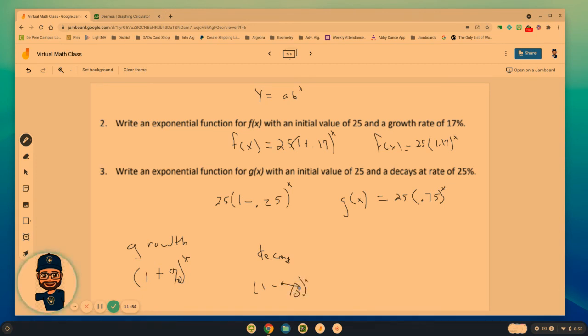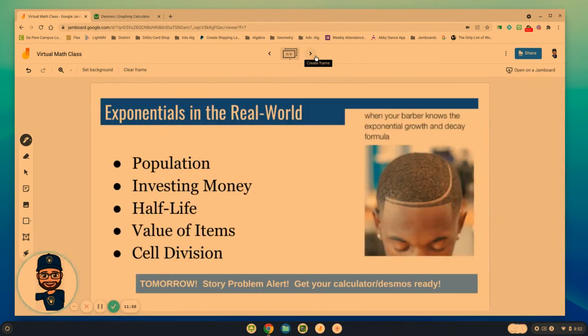All right, and again, I hope this is review and you recognize some of this from algebra. We're going to start to use this in story problems tomorrow, so make sure you have your calculators and decimals ready, where we look at populations, investing money, things that are called half-lives or doubling, cell division, a lot of different things that go along with exponential growth and decay.